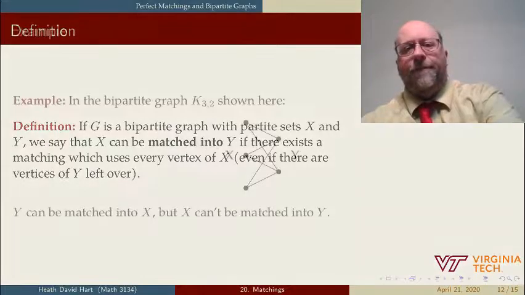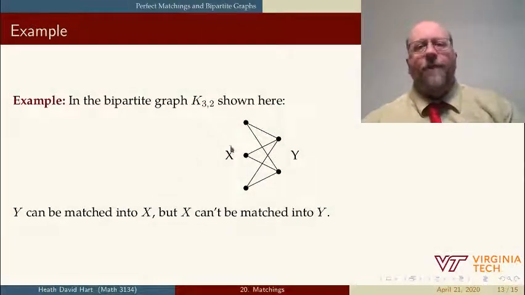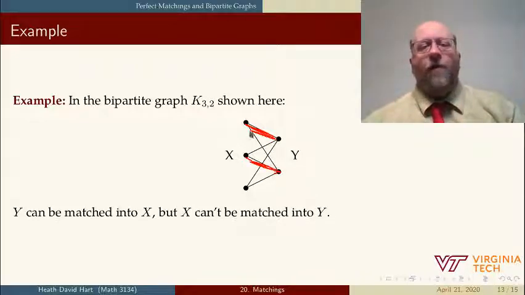Let me show you an example. In this graph here, I can have a matching from Y into X. Every vertex in Y got matched up, even though there's a vertex in X that's left over. Now, if both sets can be matched into the other set, then we will have a perfect matching. But what we're going to call this is the idea of having a matching that's perfect only on one side. Everything in Y got matched up, but something in X got left out. Okay, Y can be matched into X, but X can't be matched into Y.